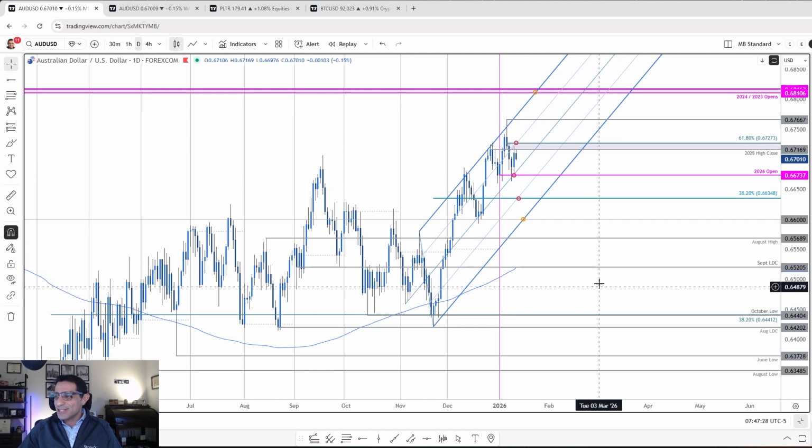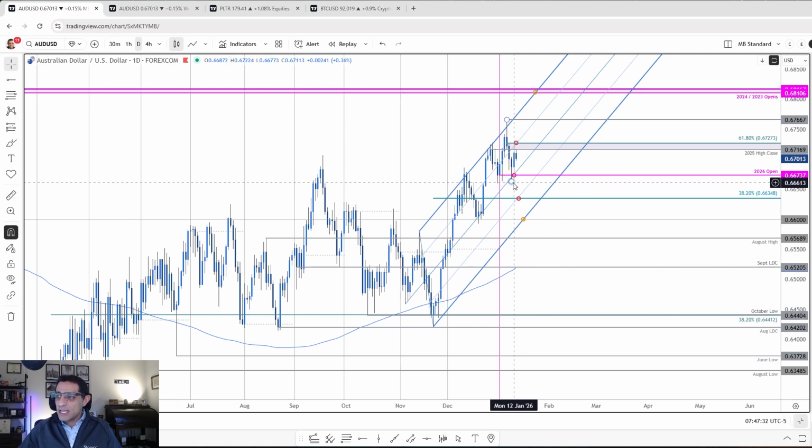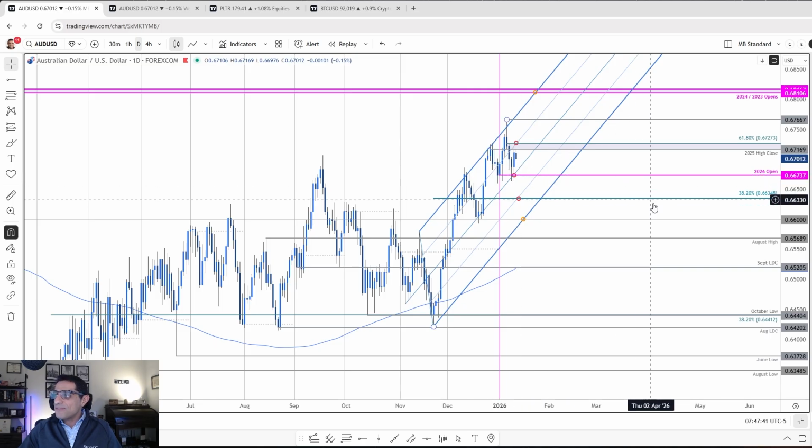Here's what it looks like on the daily chart. So yearly open support comes in at 66.73. That converges on the median line of a more near-term pitchfork we've been tracking just off the November lows. Resistance is right at the 2025 high close. That extends into the 61.8 retracement of the decline of the monthly range. That gives you 67.17 to 67.27. So that level that we were looking at on the weekly chart is embedded right in there.